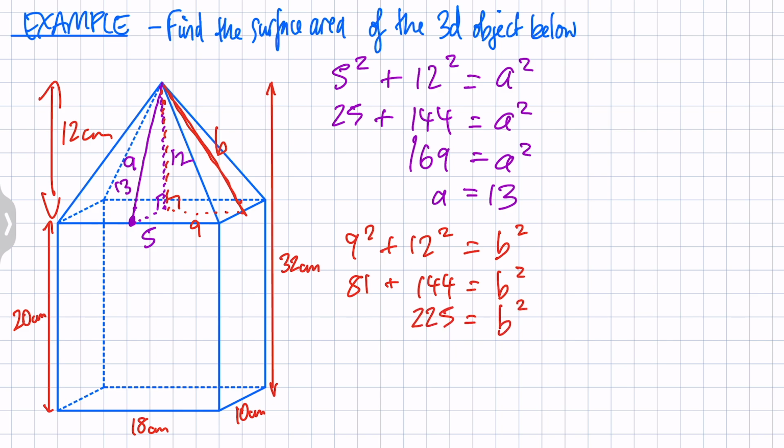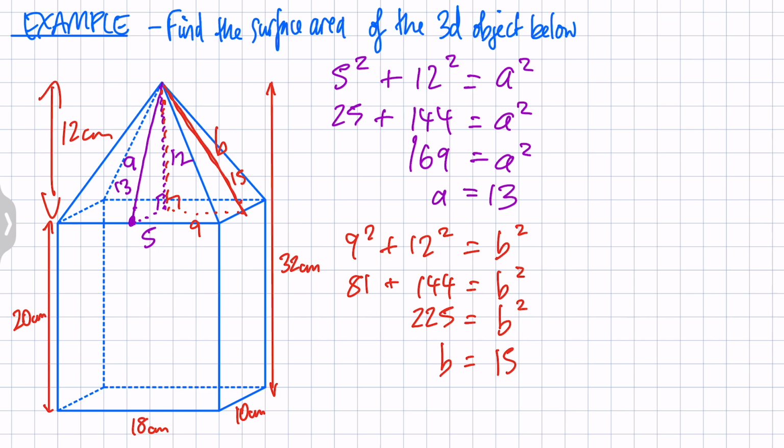What's the opposite of squaring something? Square root. What's the square root of 225? It's 15. Ooh. So do I know how tall that other side triangle is now? Yes. So how many triangles do we have to find the area of? 2 front and back, and 2 on the sides.